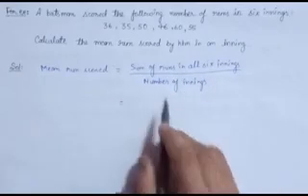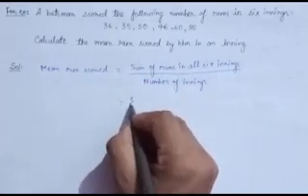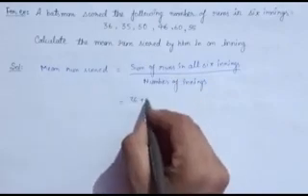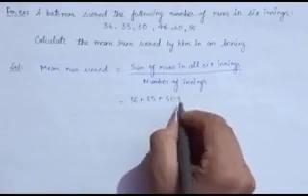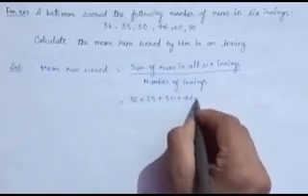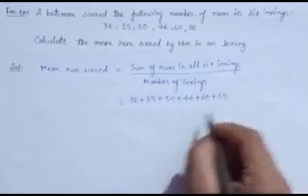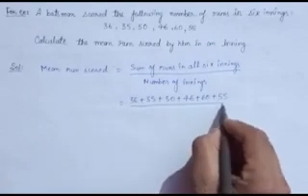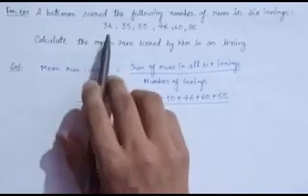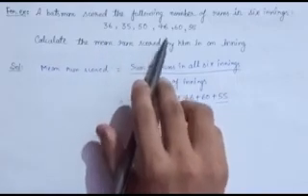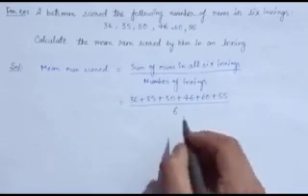So let us take the sum. The sum of runs in all 6 innings is calculated as 36 plus 35 plus 50 plus 46 plus 60 and then 55. And we have to divide this sum by the number of innings. So let us see how many innings there are: 1, 2, 3, 4, 5 and 6. So there are 6 innings.